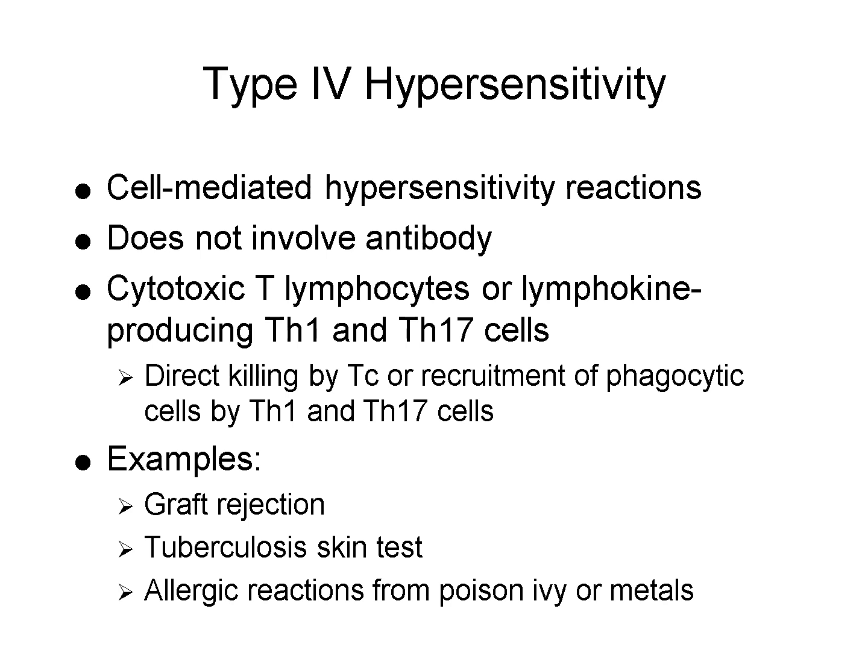Cytotoxic T cells directly kill target cells, while Th1 and Th17 helper T cells produce cytokines that recruit phagocytic cells to the area.